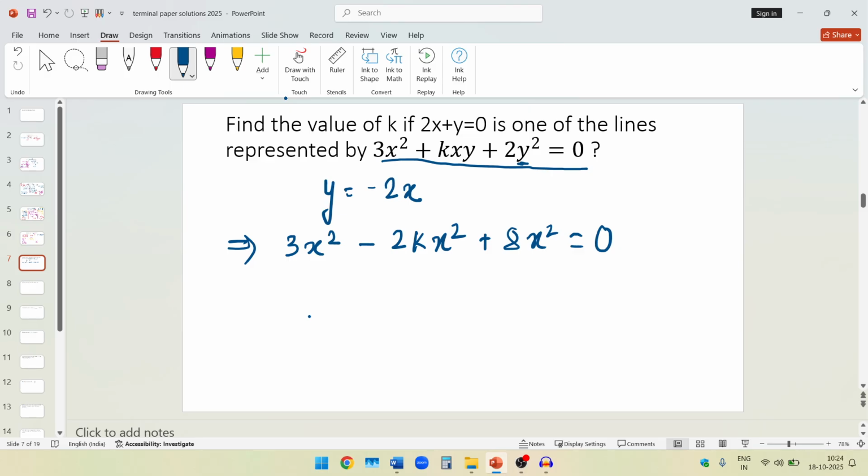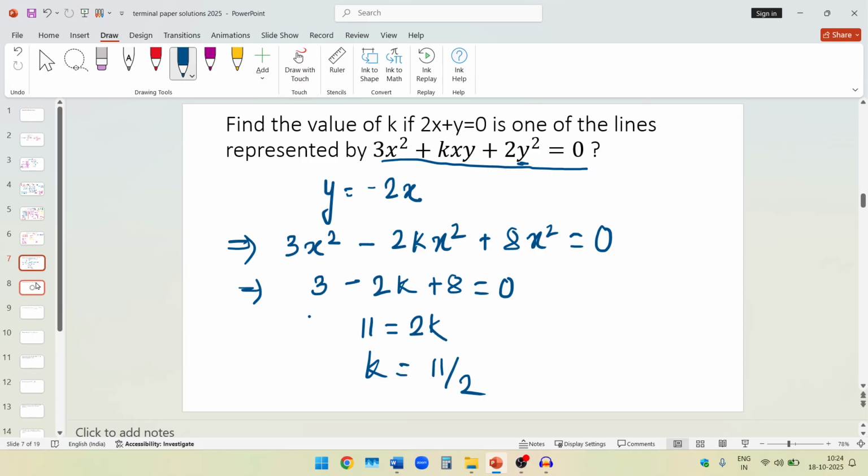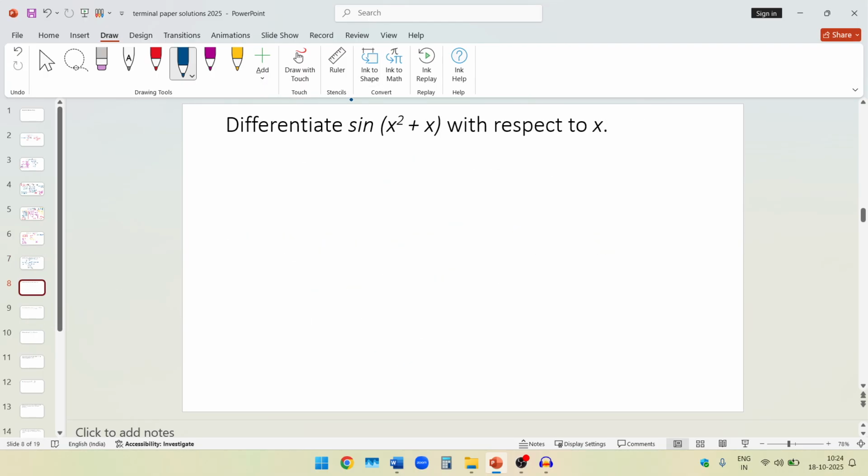Now, if you take x square common, or if you eliminate x square, what remains is 3 minus 2k plus 8 is equal to 0. Now 8 plus 3 is 11. That is equal to 2k, which means the value of k is 11 upon 2. That is the answer. Next question.